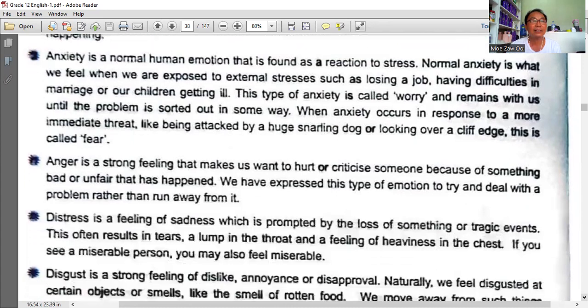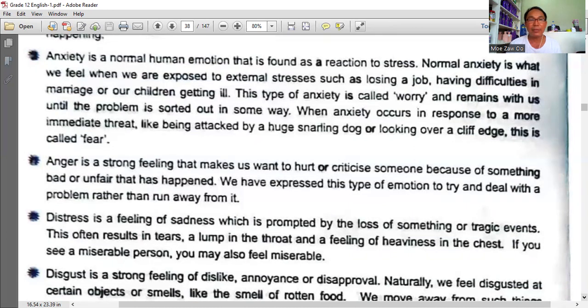Anxiety is a normal human emotion that is found as a reaction to stress. Normal anxiety is what we feel when we are exposed to external stresses, such as losing a job, having difficulties in marriage, or our children getting ill. This type of anxiety is called worry and remains with us until the problem is sorted out in some way. When anxiety occurs in response to a more immediate threat, like being attacked by a huge snarling dog or looking over a cliff edge, this is called fear.